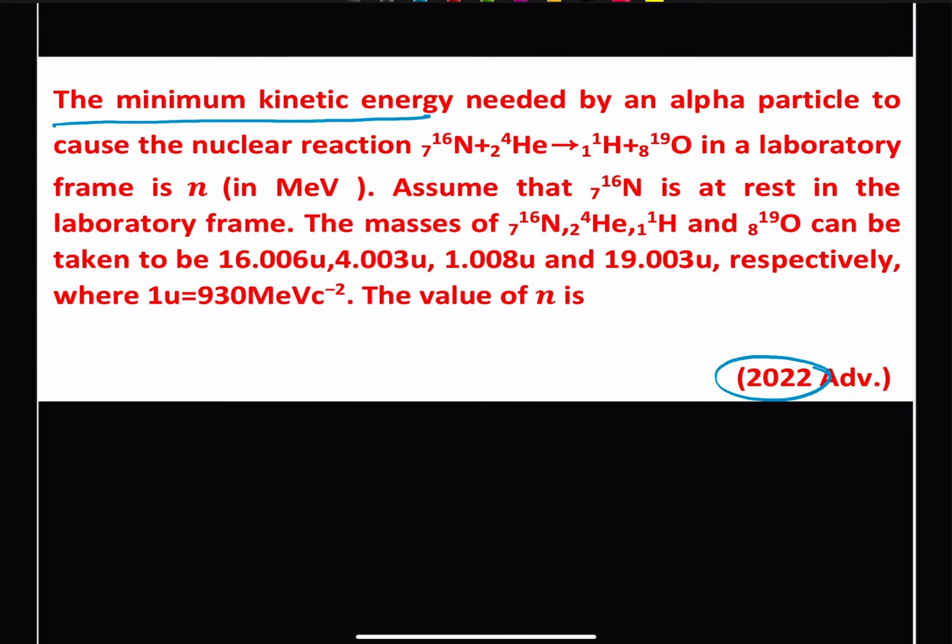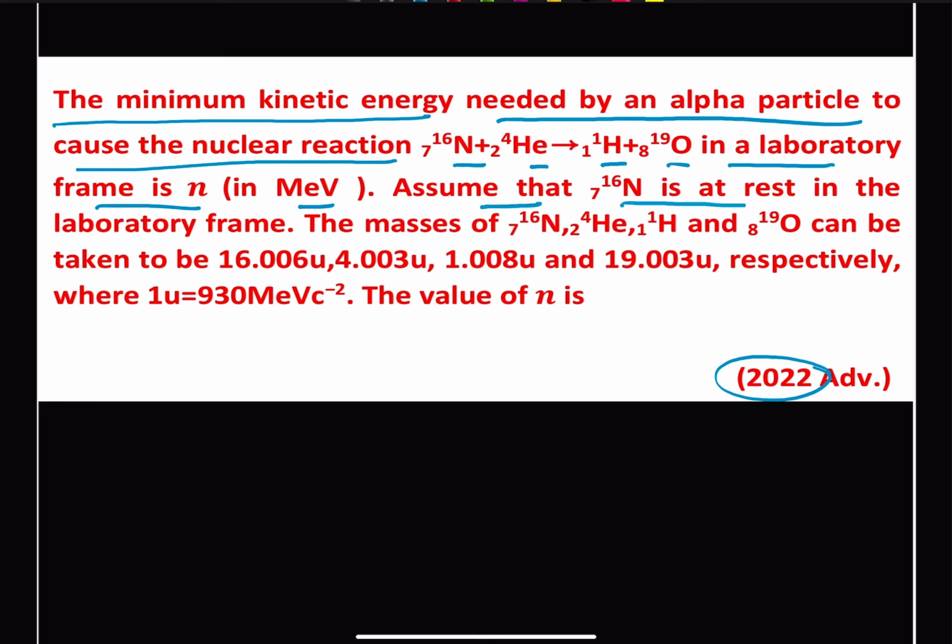the minimum kinetic energy needed by an alpha particle to cause the nuclear reaction nitrogen plus helium giving us hydrogen plus oxygen in a laboratory frame is N in mega electron volt. Assume that nitrogen is at rest in the laboratory frame and the masses of nitrogen, helium, hydrogen and oxygen can be taken as 16, 4, 1 and 19 respectively, AMU, where 1 AMU is equal to 930 mega electron volt, then the value of N is.